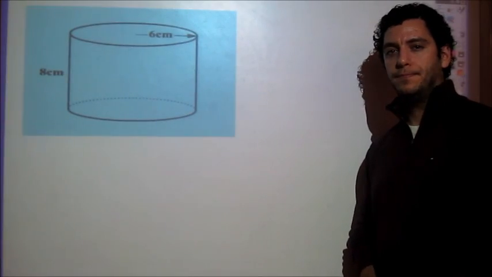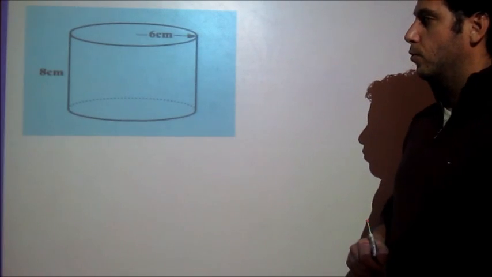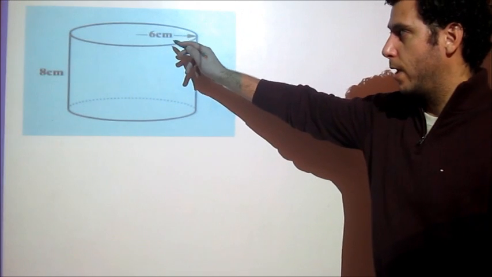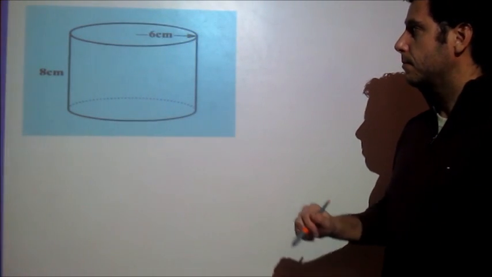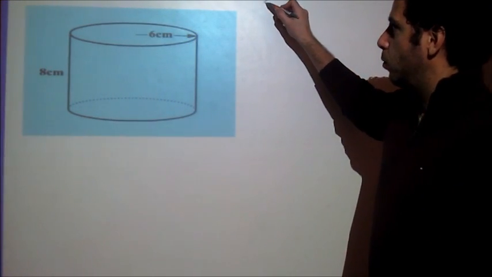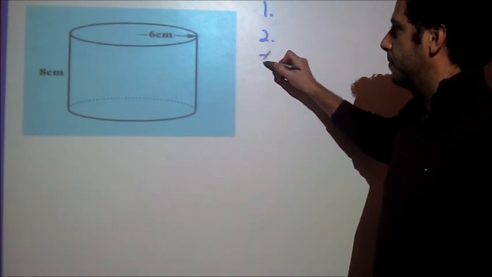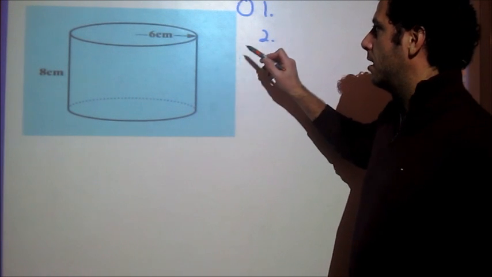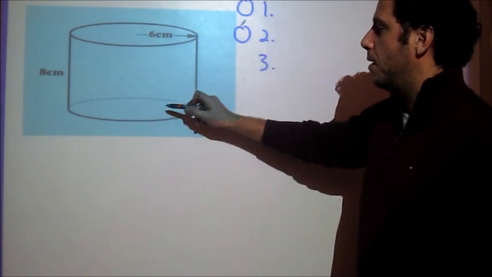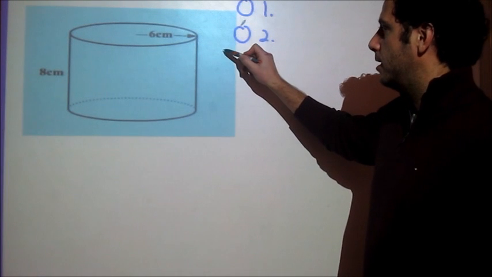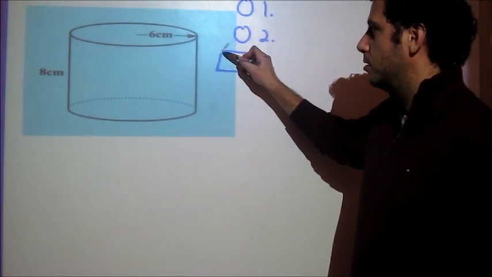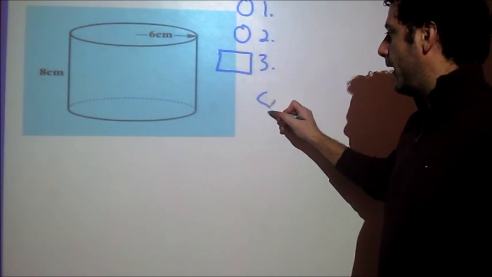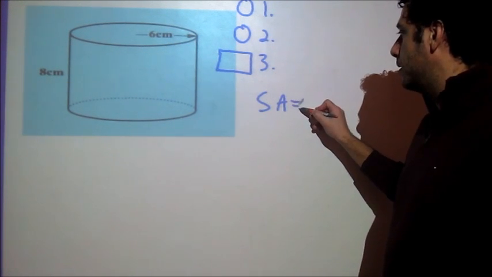Let's try another example. So here we have another right cylinder. We're given the height of the right cylinder, which is 8 centimeters, and the radius of the right cylinder. Now, again, we have three sides. The first side will be one of the bases, the top base, let's say. The second side will be the bottom base. And the third side is going to be the rectangle that wraps around. So we just need to determine the area of each one and then add them all up to get the total surface area.